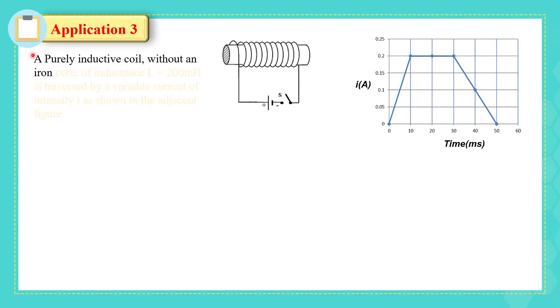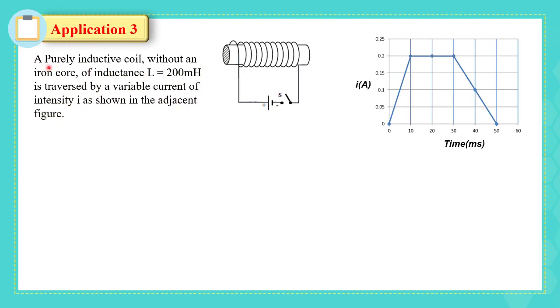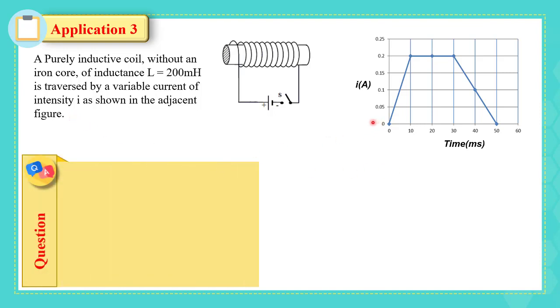Let's now solve application 3. A purely inductive coil without an iron core, of inductance L equal to 100 millihenry, is traversed by a variable current of intensity I as shown in the adjacent figure. Purely inductive coil means it has no internal resistance.